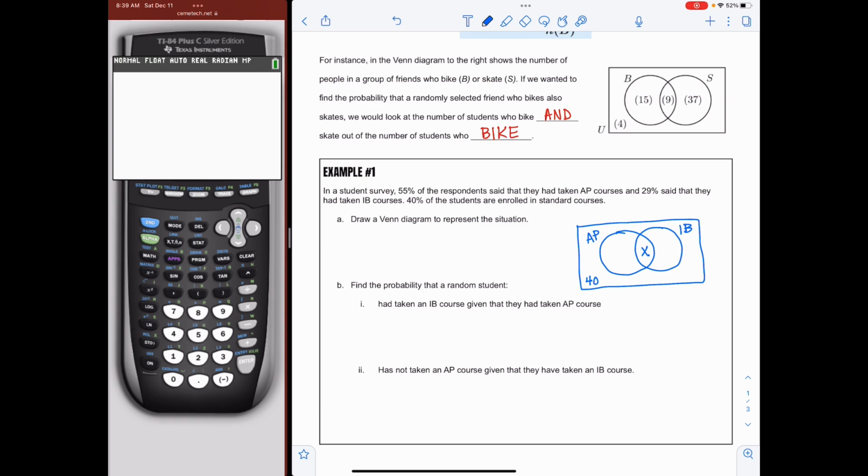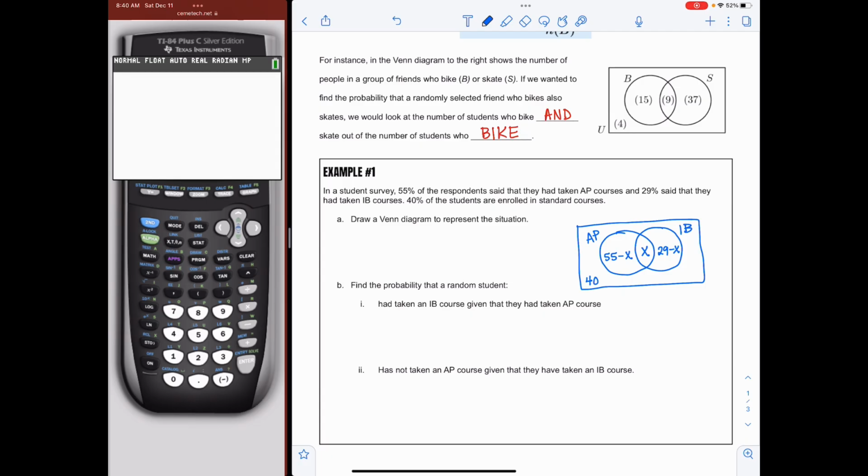Remember, you always work your way from the inside out. So if I don't know how many students took both of them, then I'm going to put an X there. 55% of the respondents said they had taken AP courses, so the students who took AP only is going to be found by doing 55 minus the amount of students who took both AP and IB. 29% said they had taken IB courses, so the number of IB only will be 29 minus X. So remember, if I want to draw a Venn diagram, I need to know what X is so that I can substitute it back in and get my numbers.